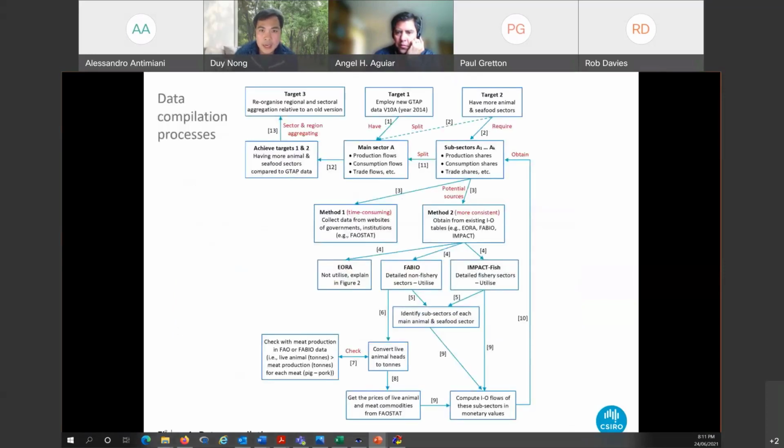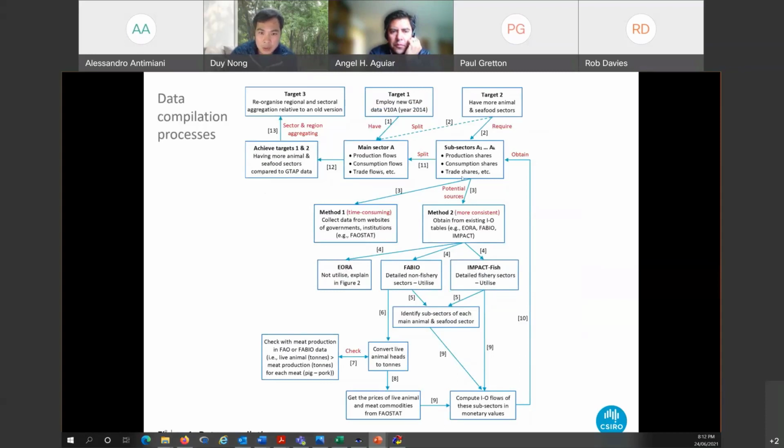And for the three targets in the model, the first target is to update the new database to 2014. For target number two, we want to have a more detailed animal and seafood sector in the database. And lastly, we want to get the production share, consumption share, and trade share.